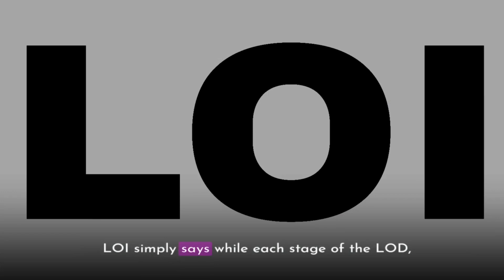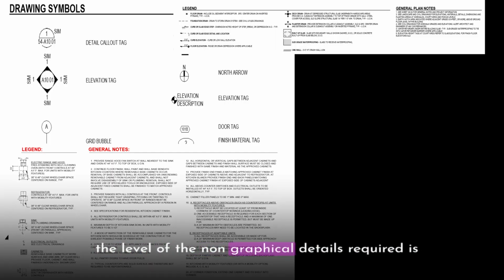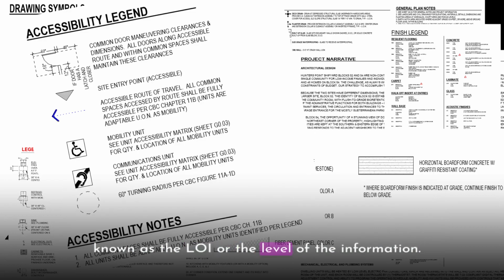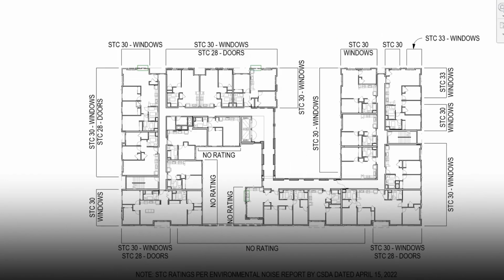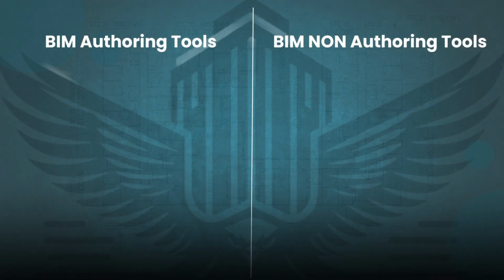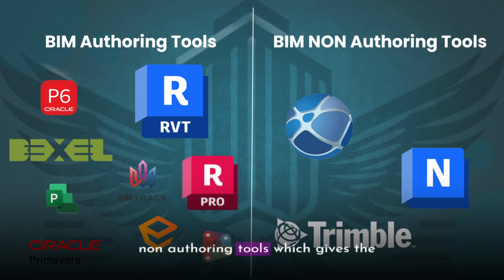LOI simply says that at each stage of the LOD, the level of the non-graphical details required is known as the LOI, or the level of information. There are multiple BIM authoring and non-authoring tools which give validation among LOD processes.